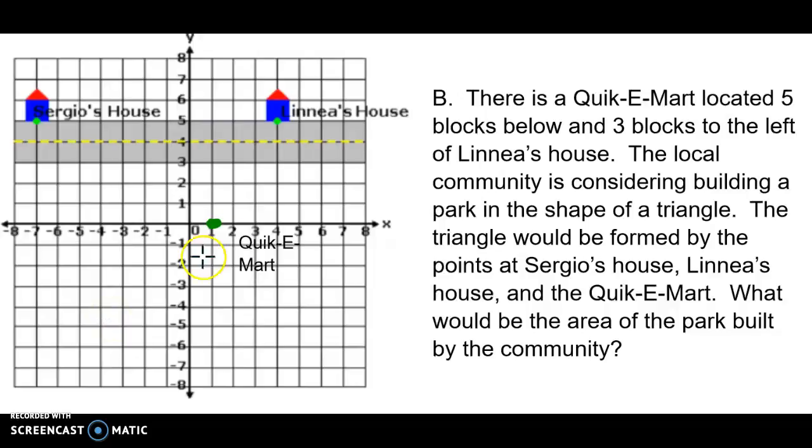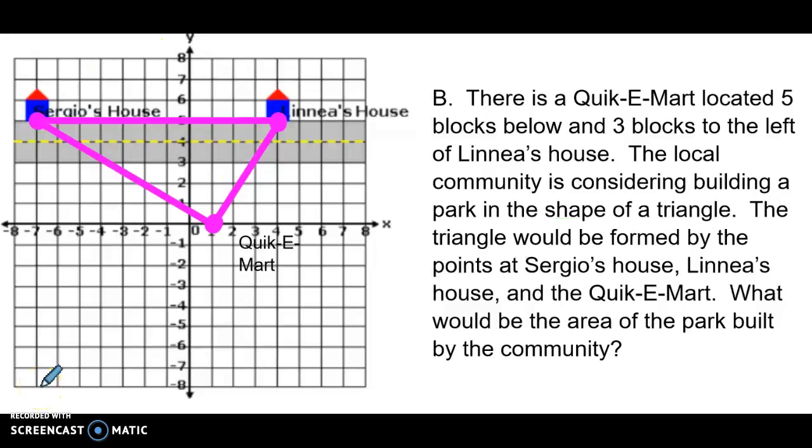So now that I've labeled Quickie Mart on my coordinate plane, I need to create a line segment from Linnea's house to Quickie Mart, another line segment from Sergio's house to Linnea's house, and our last line segment from Quickie Mart to Sergio's house. Because it said that they're trying to create a shape of a triangle. So we need to make sure our shape is a triangle, which indeed it is.